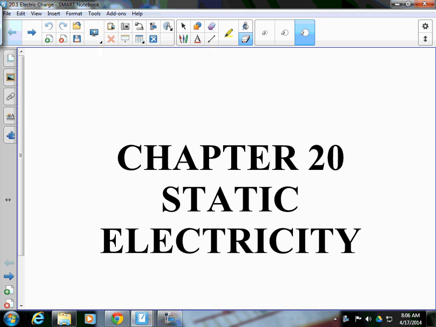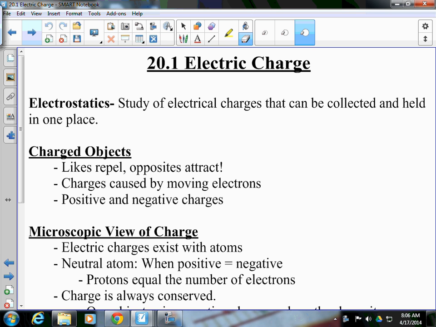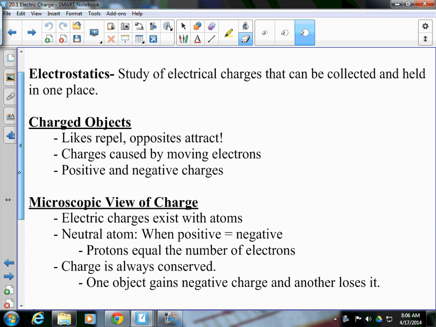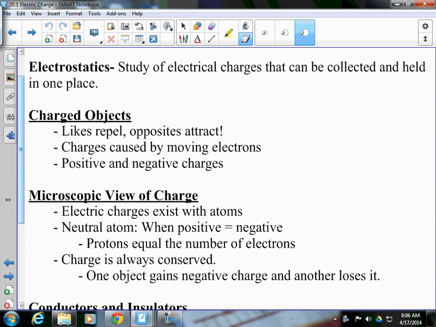All right, chapter 20. We are going to finish the year talking about electricity and magnetism. We've got about 4 chapters, and we're going to be dealing with electricity and a little bit about magnetism. Section 20.1 is really just going to be a good introduction to electricity. It should be a good review.